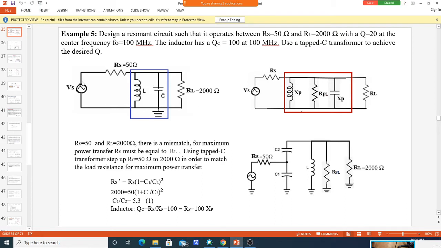Okay. In the previous class, we were discussing tapped C and tapped L transformers. These transformers are used to increase the input resistance, that is RS. If the source resistance RS is low, then the quality factor of the resonator will be less. So we have to increase the input resistance.